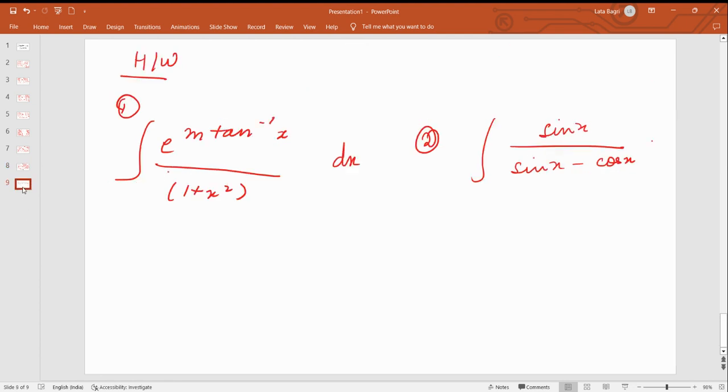Two more homework sums. These are the sums, again very simple.